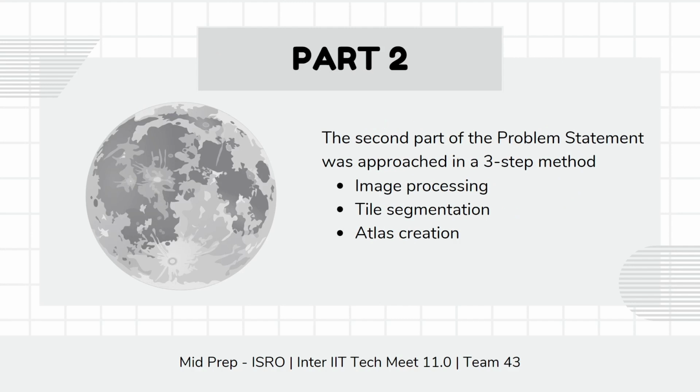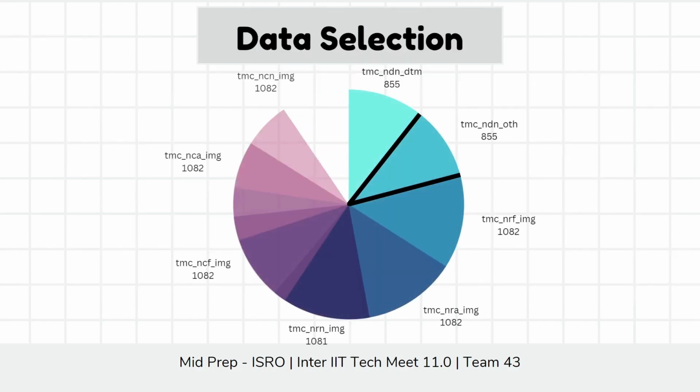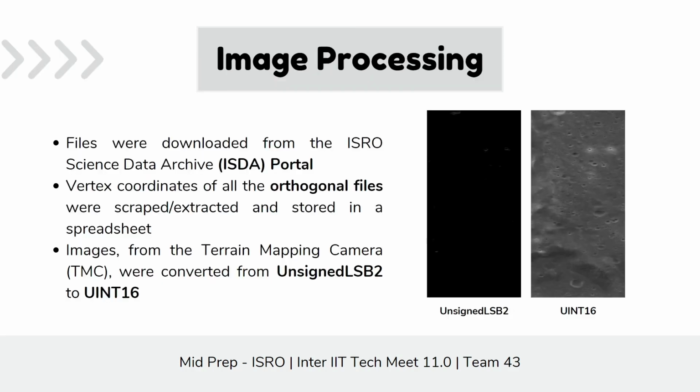For the second part of the problem statement, that is the lunar atlas solution, we had a three-step approach, namely image processing, tile segmentation, followed by atlas creation. Initially, we were greeted with more than 8,000 TMC images. After reading the documentation, we started working on the orthogonally corrected images, that is the ones having OTH in their file name. The files were then downloaded from the Pradan portal, and the vertex coordinates of the files were scraped and stored in the spreadsheet.